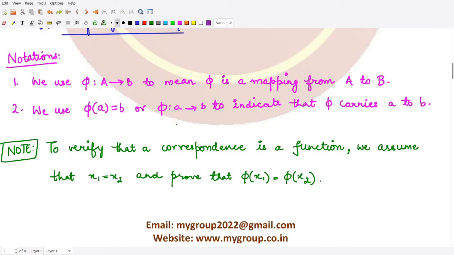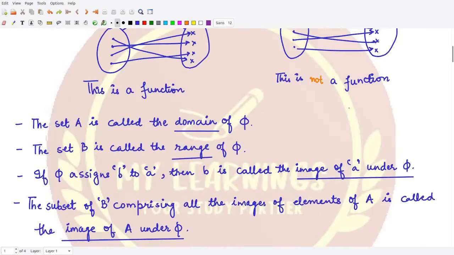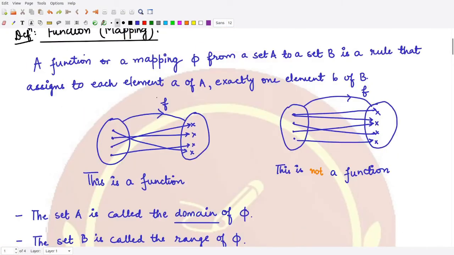Now, to verify that a correspondence is a function. Mathematically, as I have told you, each element of A should map to exactly one element of B. So this is the definition of a function.